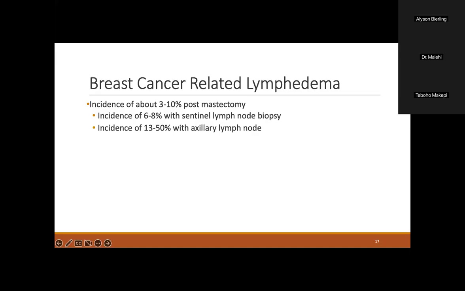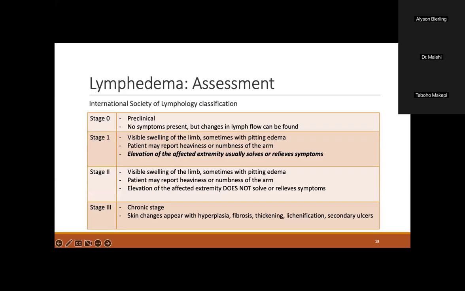So in patients with a sentinel lymph node biopsy, about 6 to 8% of those patients may develop lymphedema. And then in patients with axillary lymph node dissection, it's estimated to be about 13 to 50% of those patients to develop lymphedema. So just wanted to review the classifications, the staging of lymphedema. So there are 4 stages.